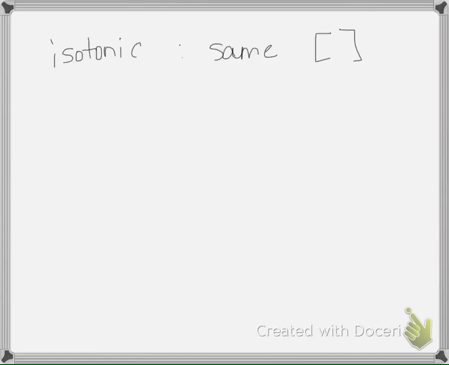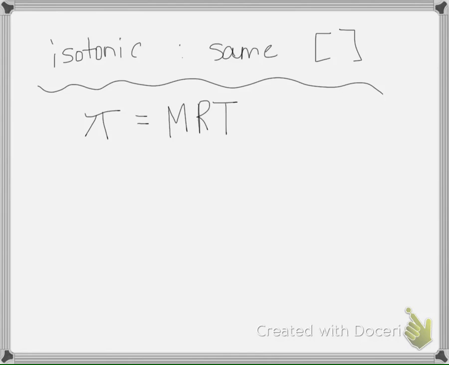There we go. The formula for osmotic pressure is pi. Pi is the symbol for osmotic pressure, is equal to MRT. That's the formula for osmotic pressure. Where the pi symbol, y'all, that is osmotic pressure. And the units for osmotic pressure are some kind of pressure units, typically atmospheres.